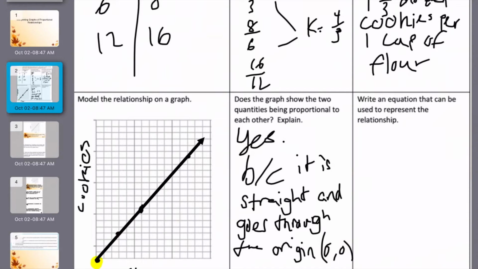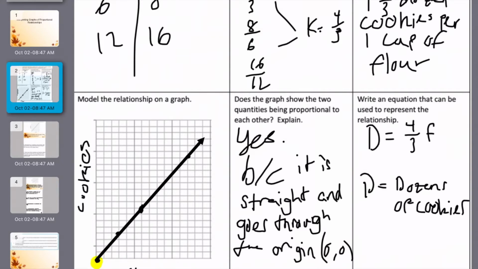Write an equation that can be used to represent the relationship. Okay, this is taking what we learned back in our last lesson about writing equations. So I know it's going to be dozens of cookies, and I know that 4/3 is my constant of proportionality times the cups of flour. So 4/3 times the number of cups of flour equals D. D is dozens of cookies, and F is going to be flour. Okay, so that's our first example.